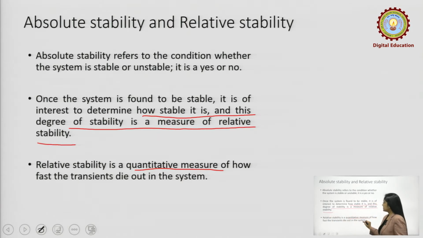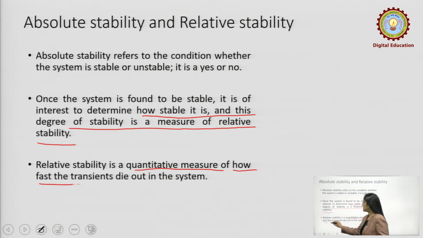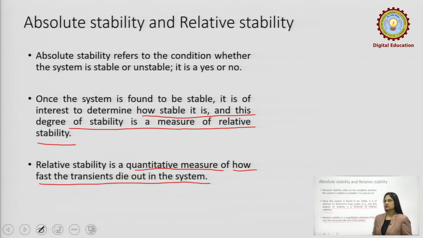So, relative stability is a quantitative measure about the variation of parameters, how much a parameter could be varied so that the system remains in the stable region. That is, how fast the transients die out in the system.